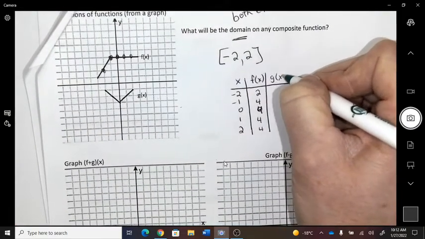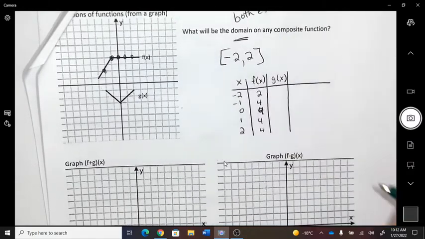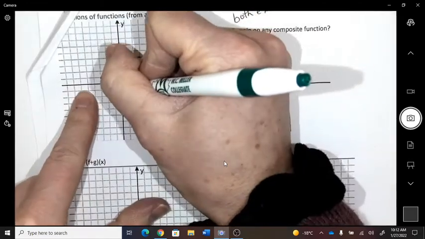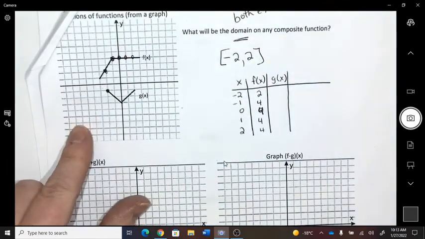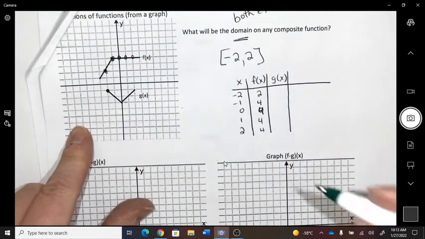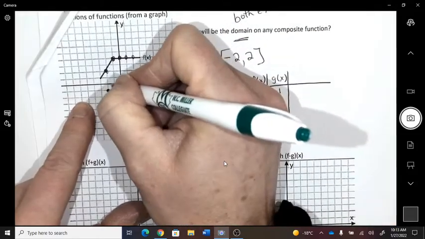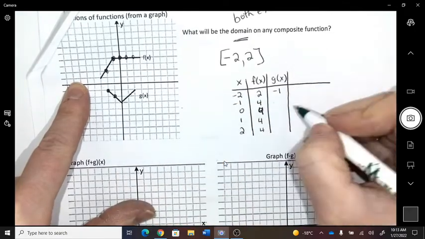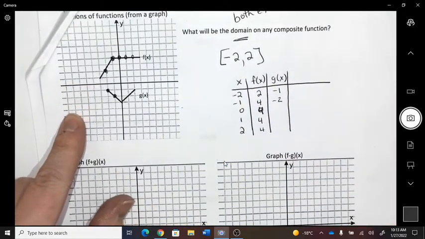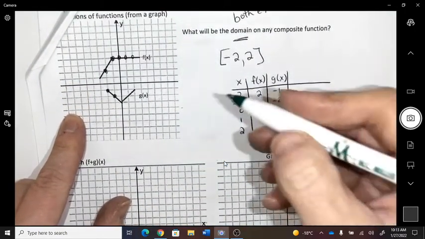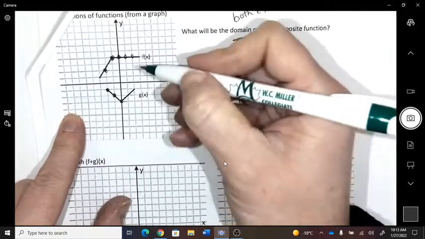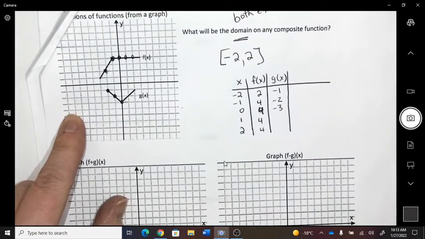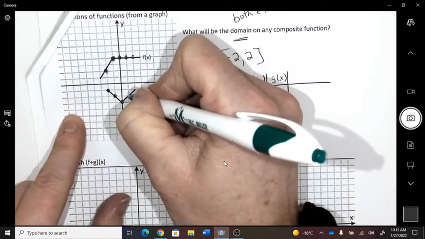Okay, g of x. At -2, g of x is -1. At -1, g of x is -2. If x was 0, g of x is -3. So keep going like that.